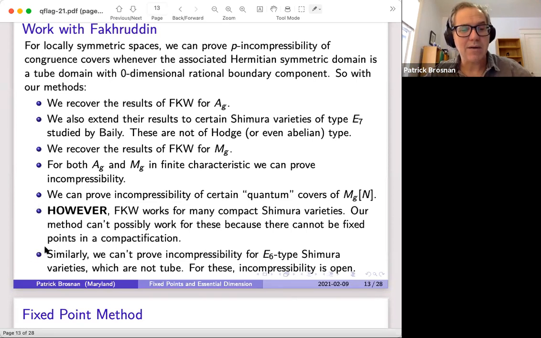Fakhruddin and a student are about to post a paper proving in more generality that the multiplication by n map is incompressible. So that's another case where the variety is compact. There's no way to get fixed points.